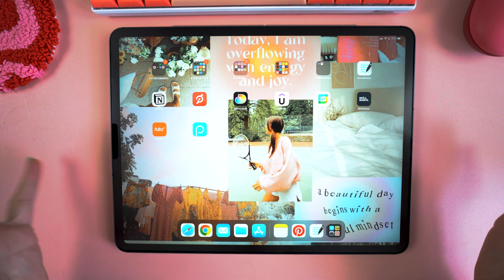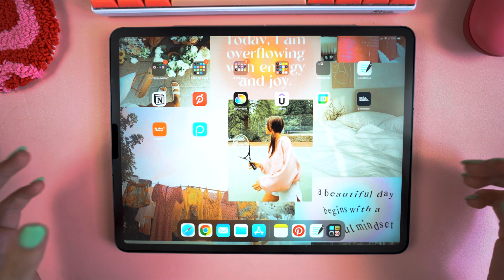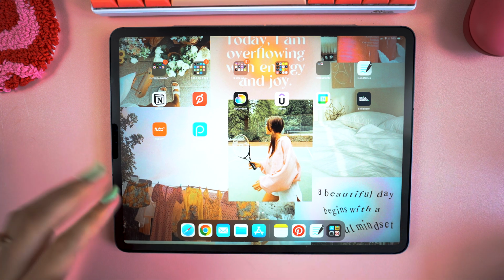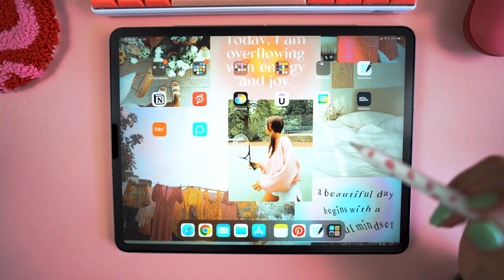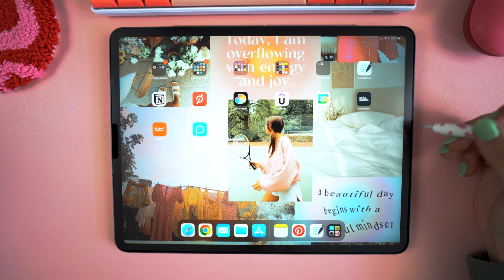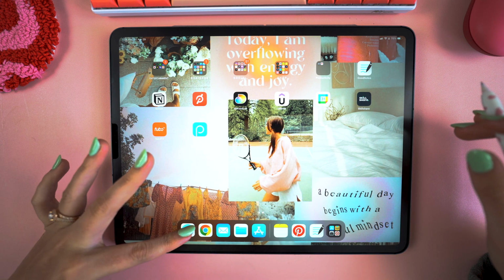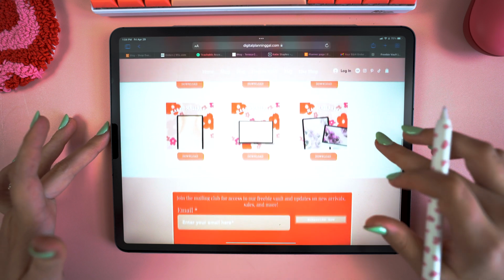I am so excited. Today we are going to be doing a May plan with me. I honestly can hardly believe that May is finally here, but it is. April has flown by. I'm so excited to be bringing back another monthly plan with me. The first thing that we're going to be doing today is changing out my wallpaper.